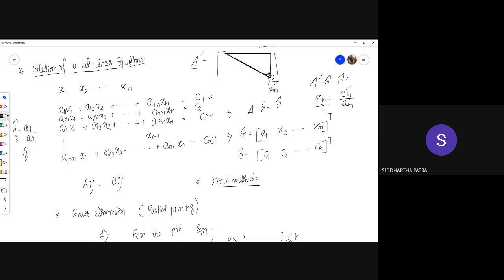Let's say we start with the second equation. For this one, we would divide a21 by a11. If I am using equation number 1, I'll be taking the first column, the coefficient from the first column, which is a11. So gamma for the second row would be a21 divided by a11. After that, I would multiply this entire equation and subtract it from the second equation.